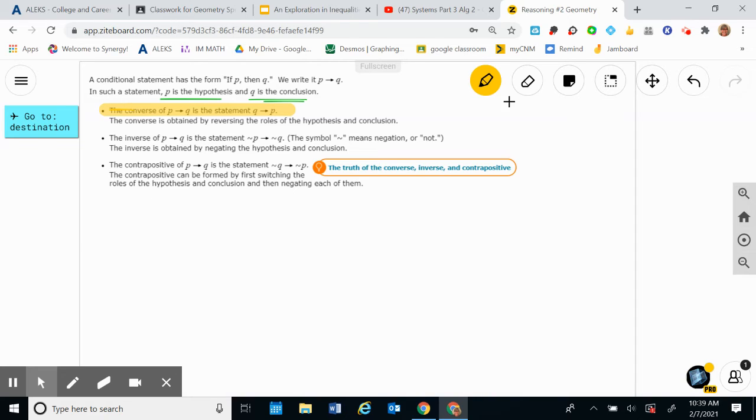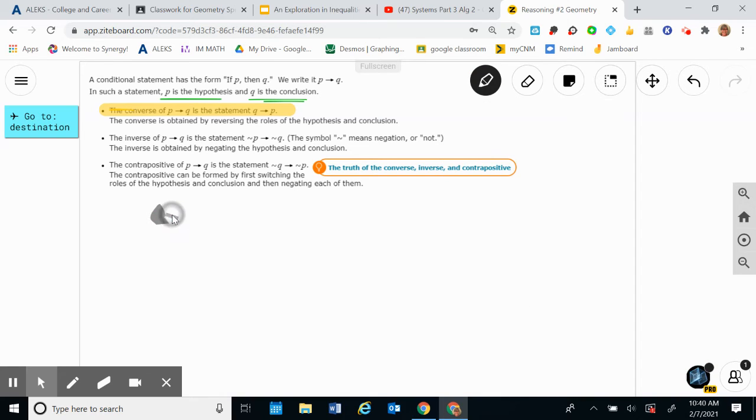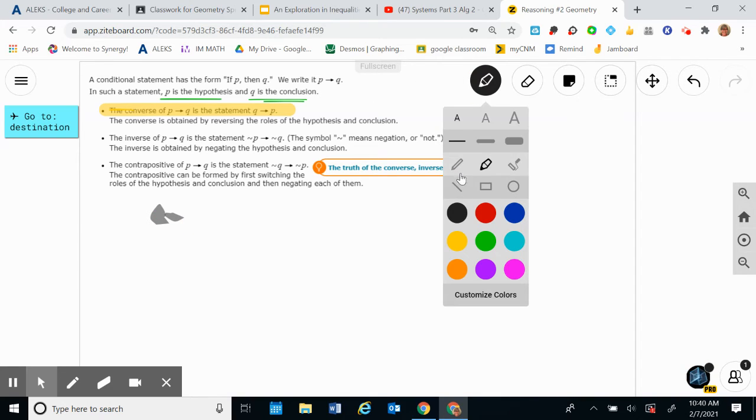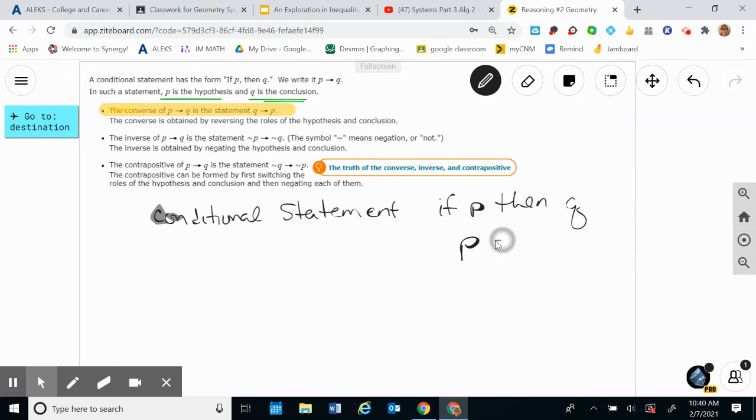You start with the conditional statement. The conditional statement is if P, then Q. And it looks like this, P, then Q. Okay, that's the symbolic representation.